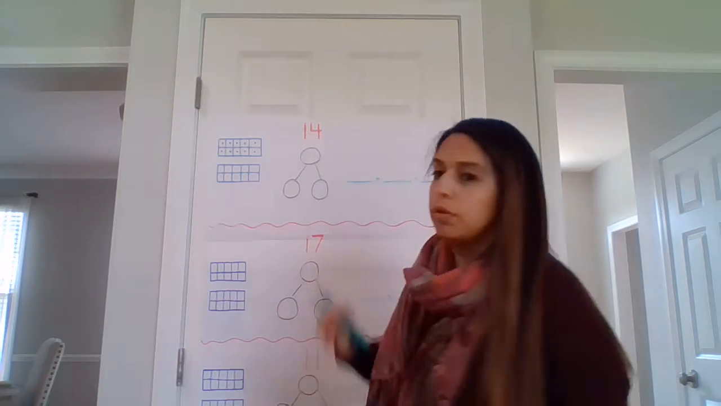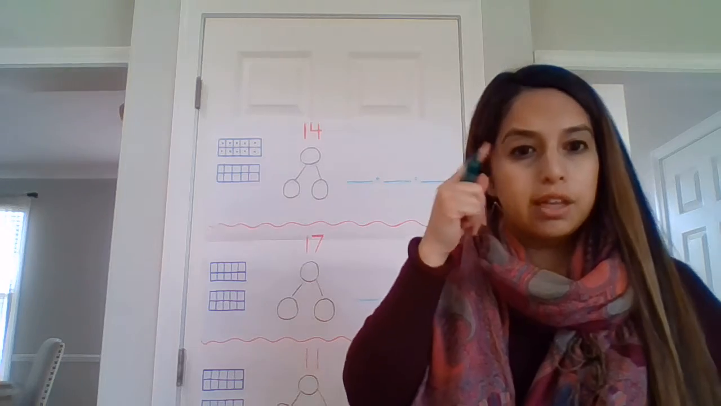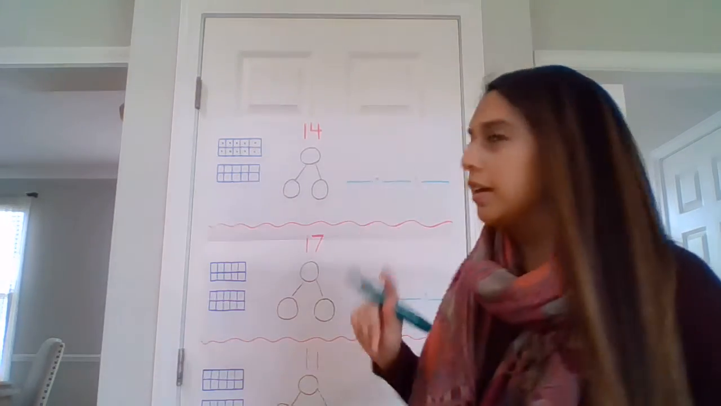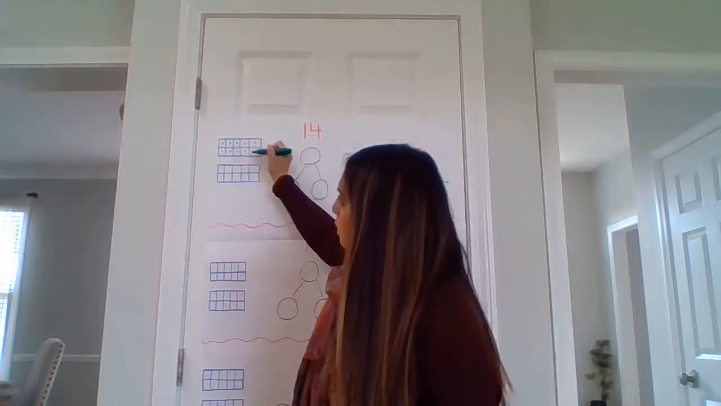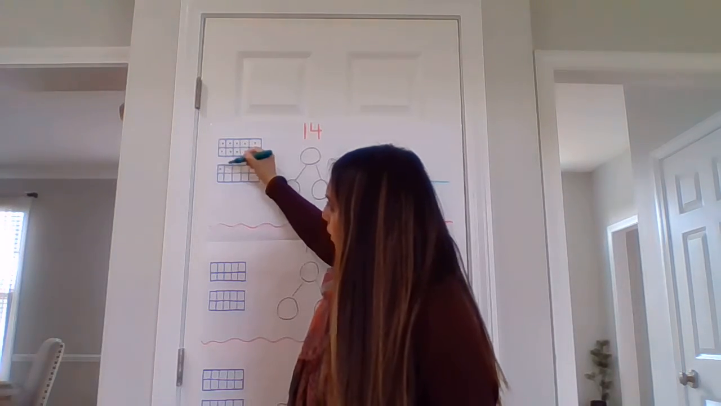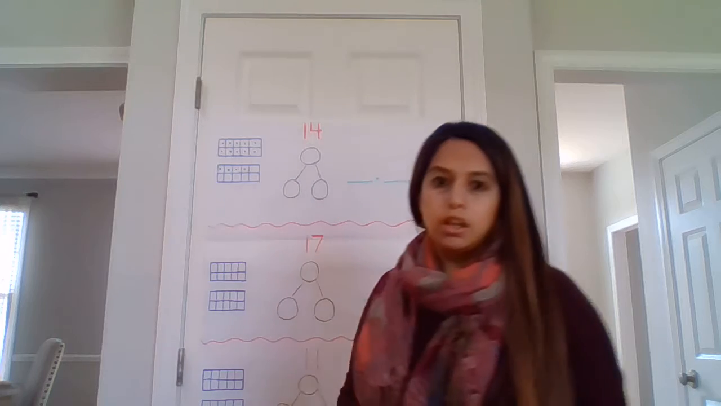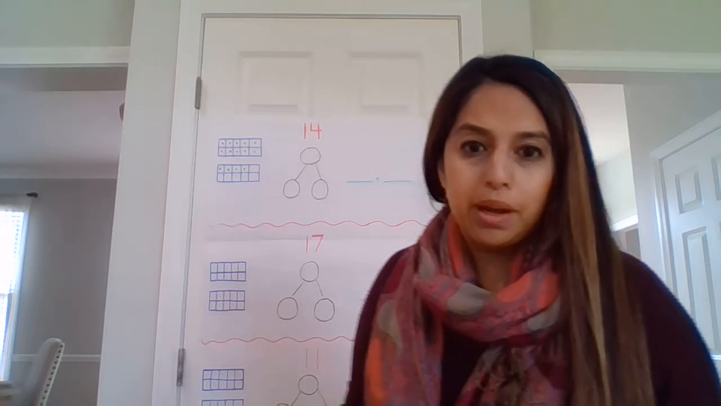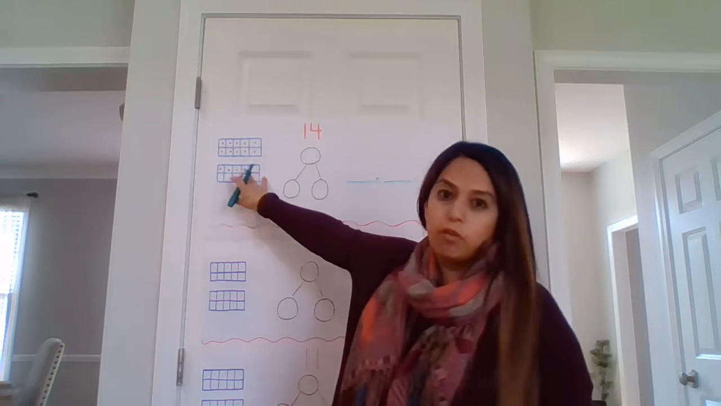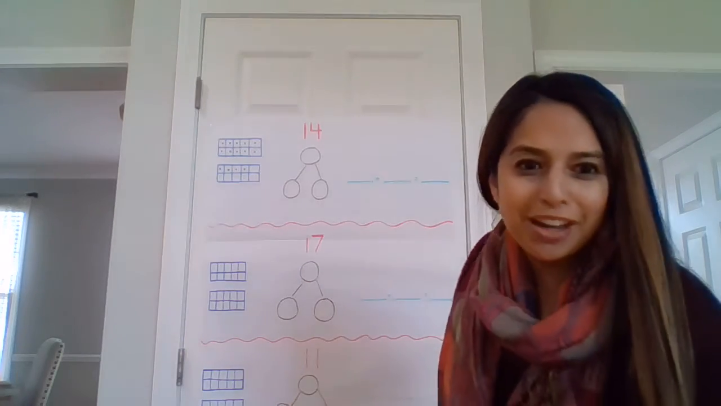Now we need to go up to 14, so we're going to count up. Keep 14 in my head, and we're going to count up. So after 10 comes 11, 12, 13, 14. So now in my bottom 10 frame, I have 4. Okay, if you said 4, you were correct.